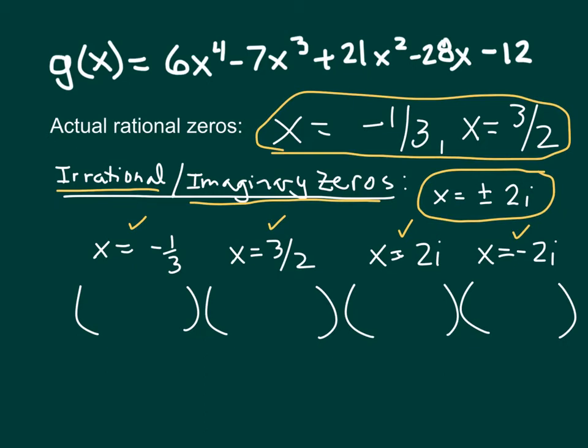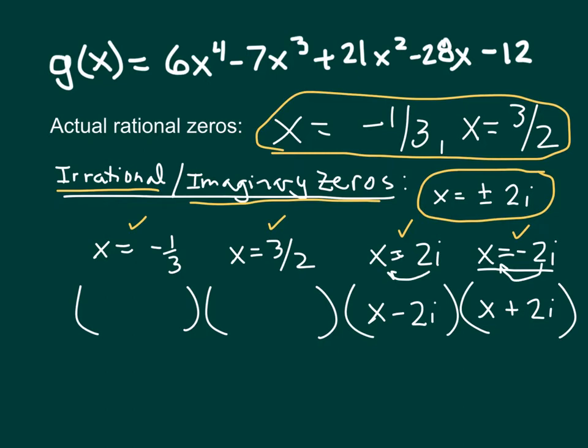So now I'm going to turn those into factors. Now, it may actually be easier to take the x equal 2i and x equal -2i first. So if I take the x equal -2i and I slide the -2i to the other side, it becomes x plus 2i as a factor. If I move the 2i to the other side, it becomes x minus 2i as a factor.